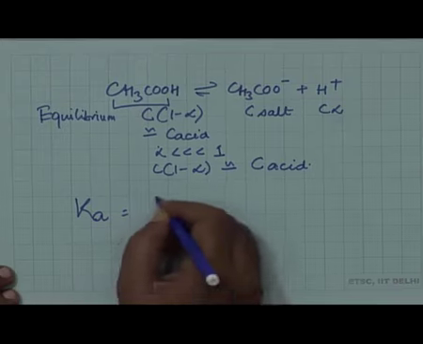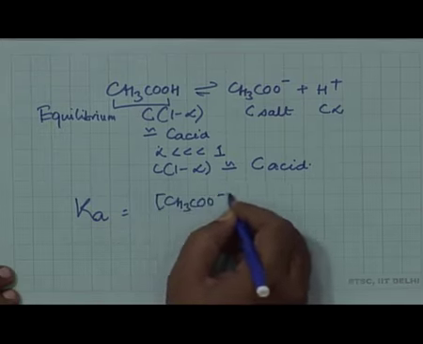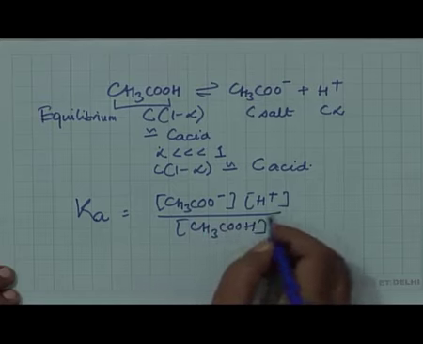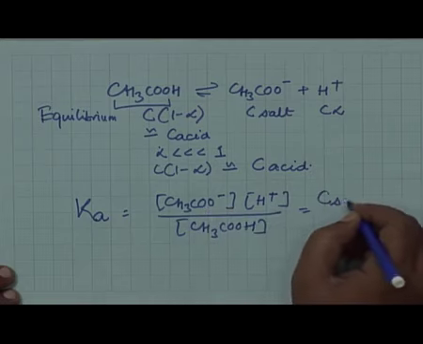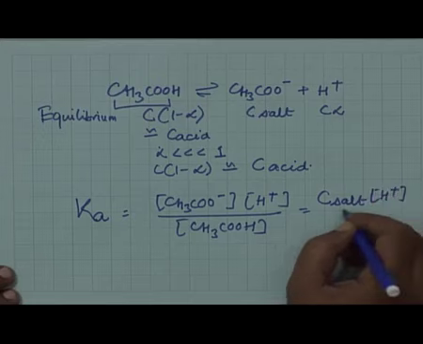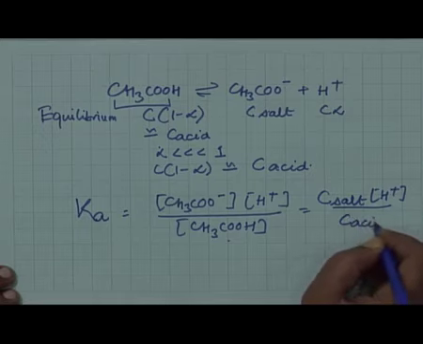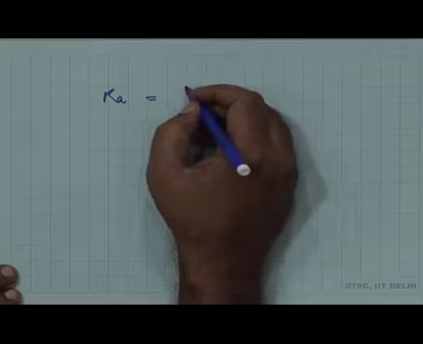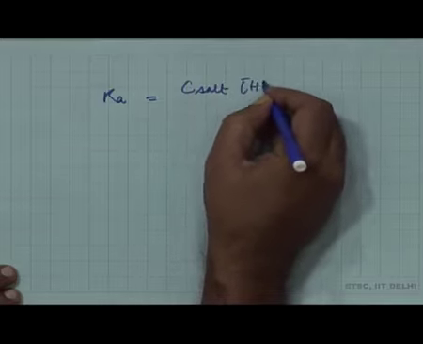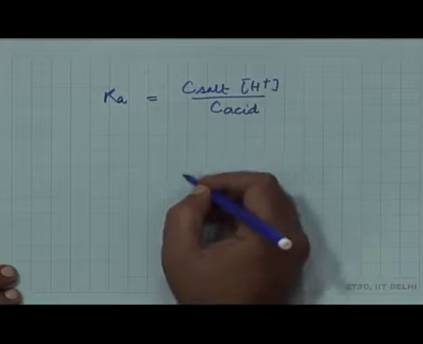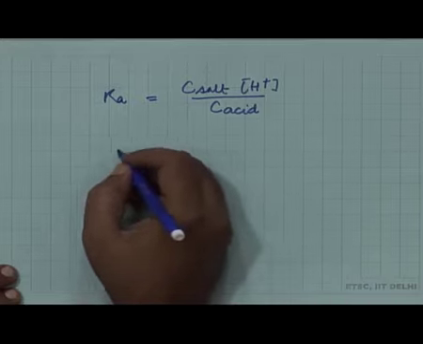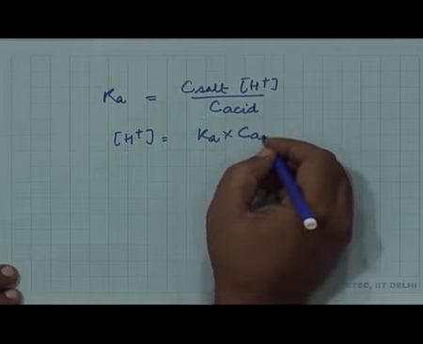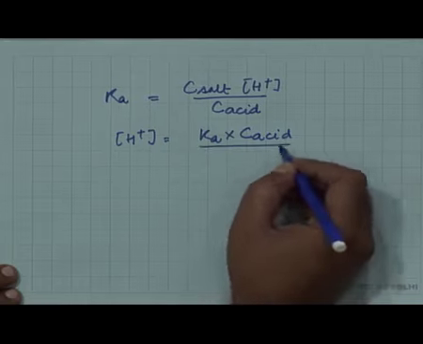Now, if we write Ka, the acid dissociation constant, which is nothing but CH3COO minus into H plus divided by acetic acid CH3COOH, and this we already know, this is equal to C salt into H plus divided by C acid. So, the acid dissociation constant Ka is equal to C salt into H plus divided by C acid, and so if I want to calculate the H plus ion concentration, this is equal to Ka into C acid by C salt.